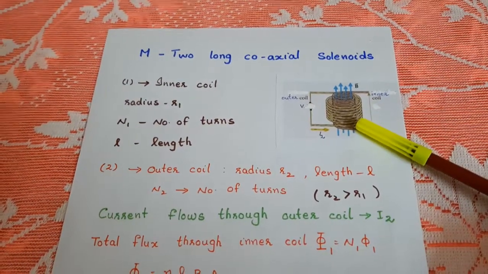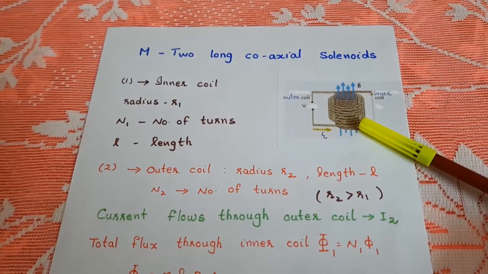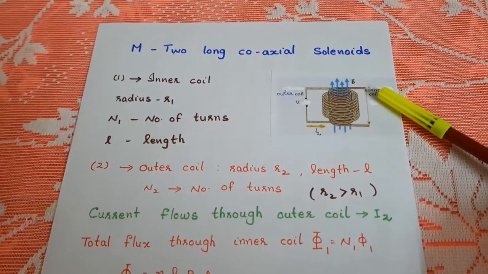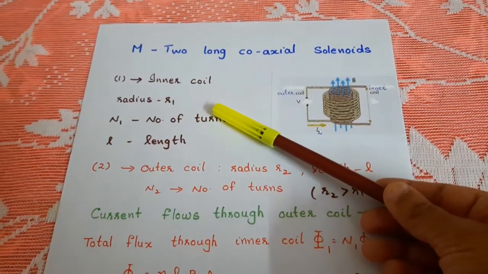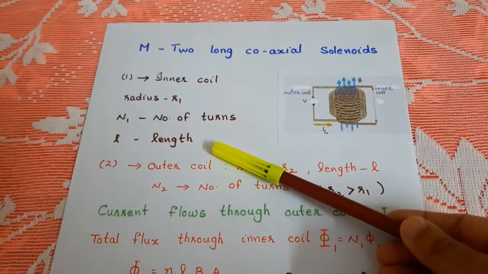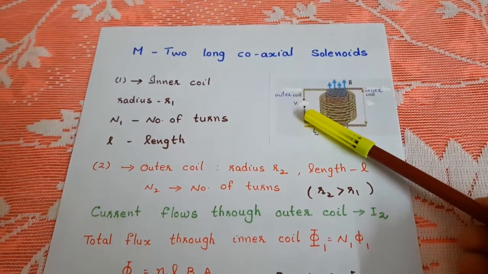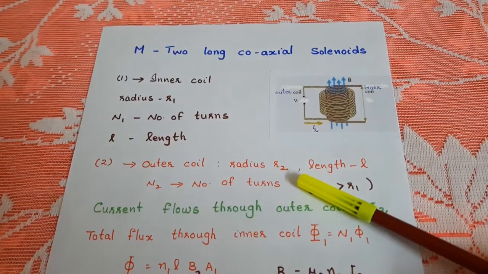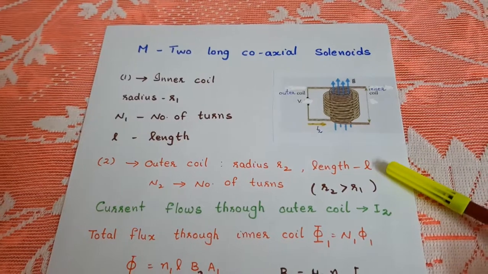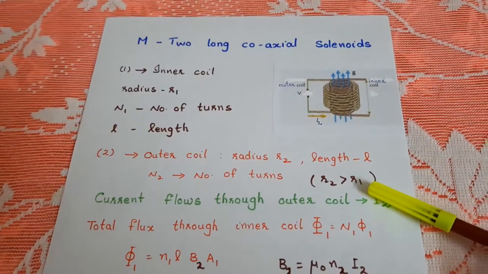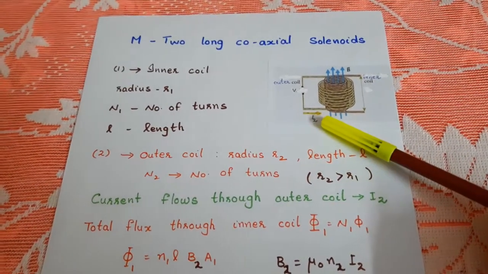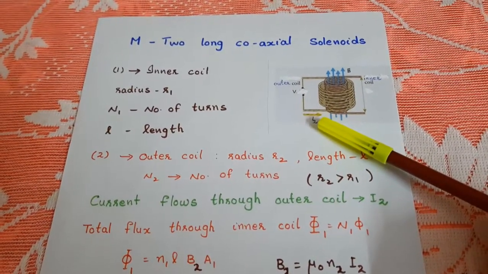Let us consider two coaxial solenoids of same length. The inner coil is of radius R1, number of turns N1 and length L. The outer coil is of radius R2, number of turns N2 and of same length L, where R2 is greater than R1. Let a current I2 flow through the outer coil.